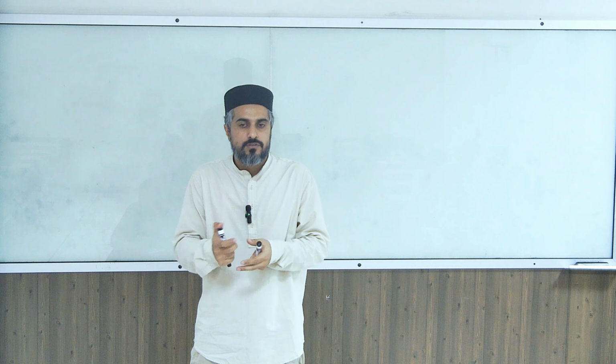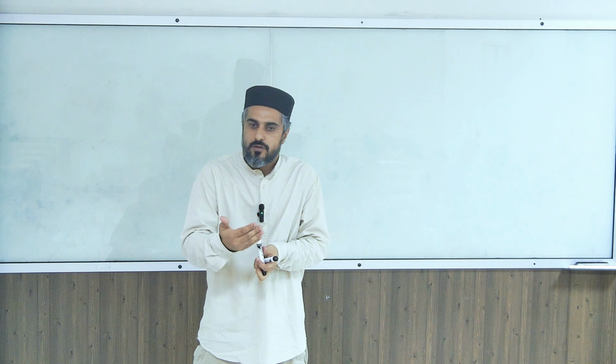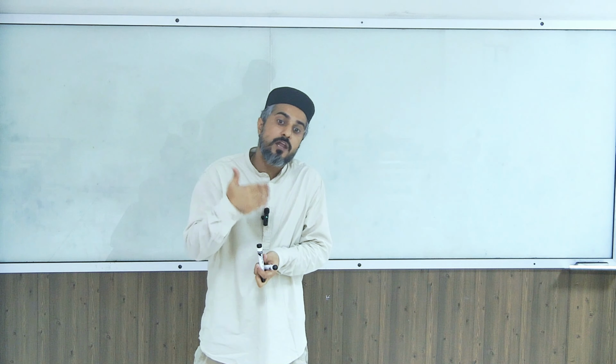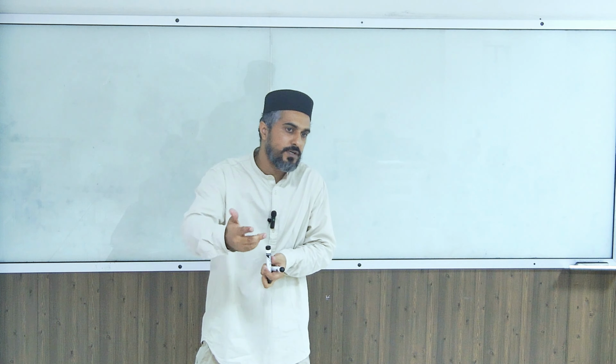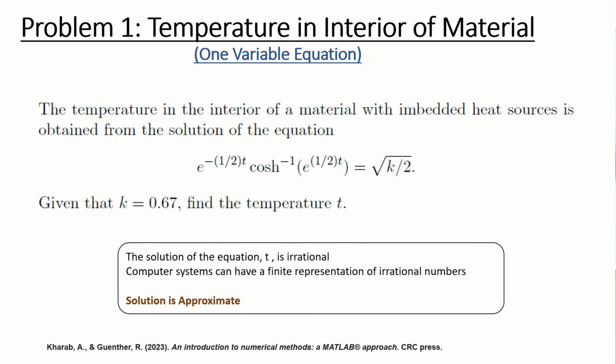So, it is a higher possibility that the solution will be irrational, because the equation is very complex in terms of exponentials, and cos hyperbolic is also a combination of exponential functions. When you say e exponential, e is actually an irrational number. It's already irrational. It's an exponent. So an exponent is already an irrational number.